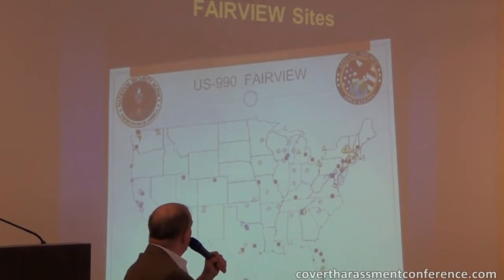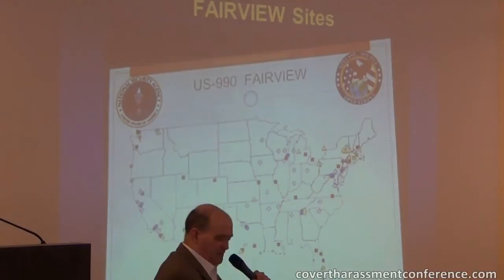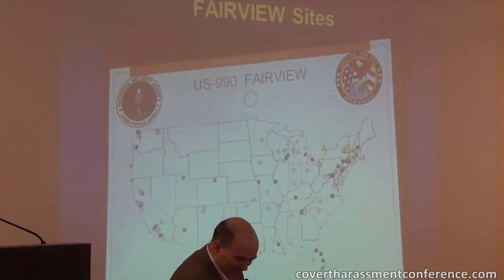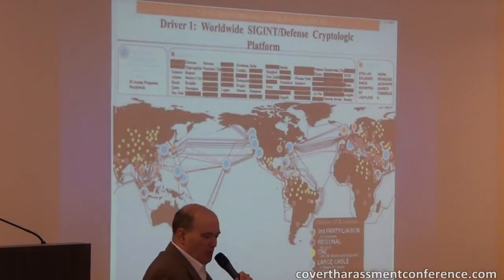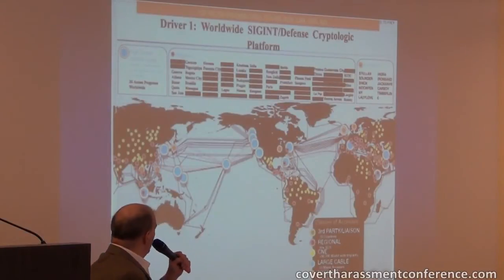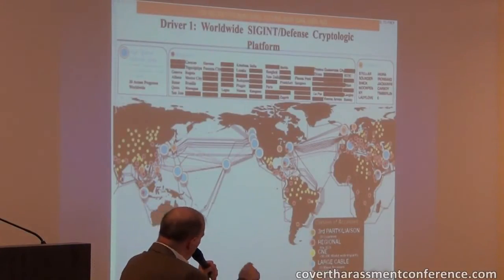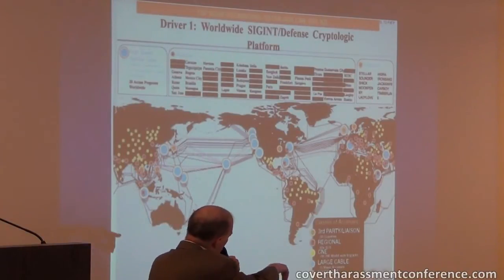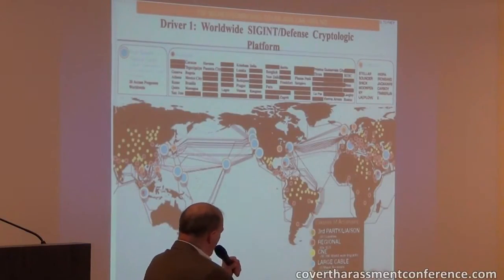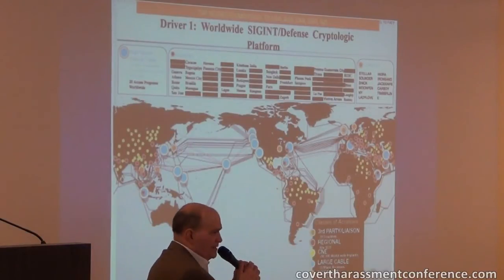This is another slide from Snowden. You can tell by the classifications at the bottom. This is worldwide, what they do. It shows the satellite collection. And one of the main entries there, if you see on the legend down in the lower right, there is CNE, that's computer network exploitation, that says over 50,000 implants in the worldwide network.